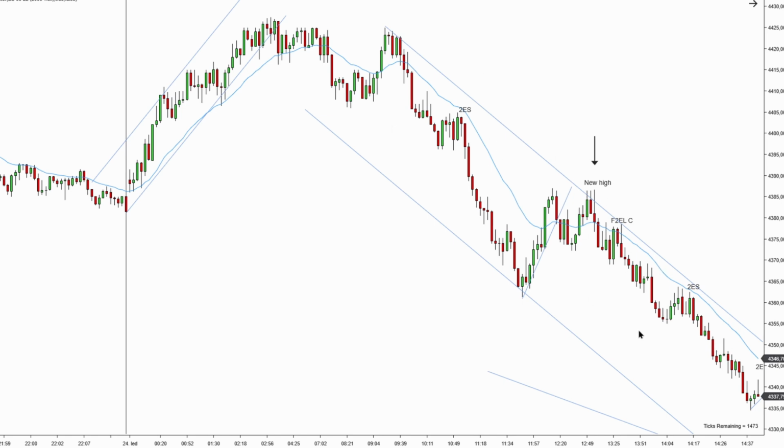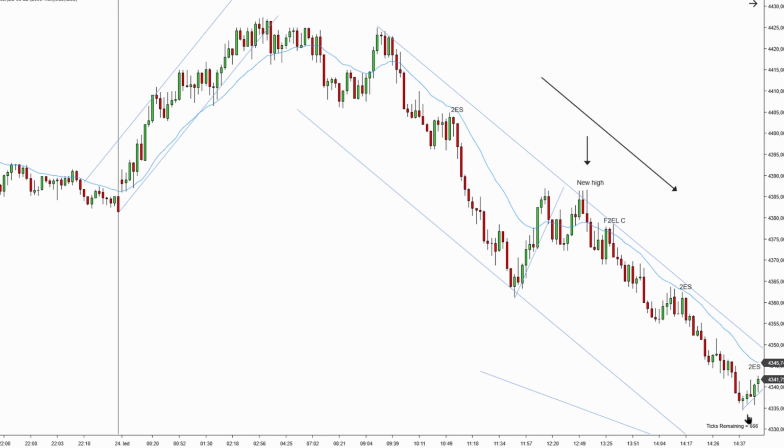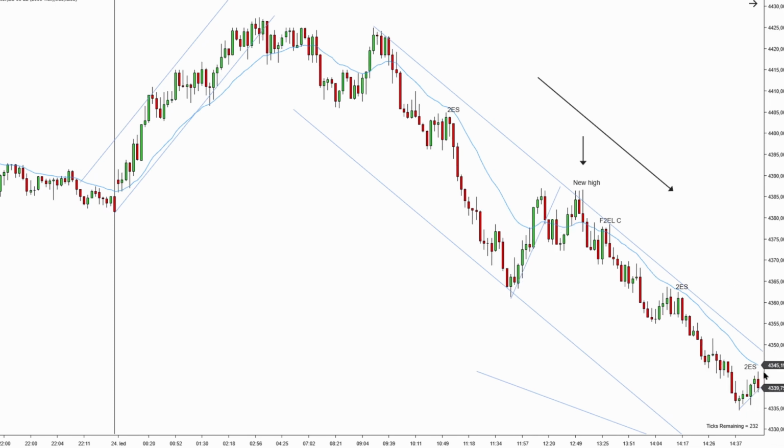So the new channel has been established, and you follow this rule. So the trend is down, and the only thing you look for is a second entry short or a failed second entry long. Okay, there's the new low, there's the first entry short, pull back, second entry short. But take a look at how far away you are from EMA. This is not a high probability setup, and you have a shortened trend line.